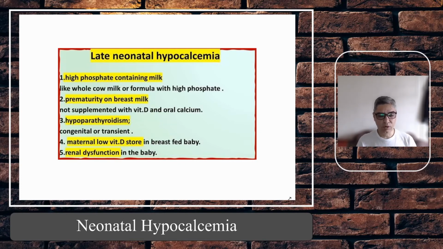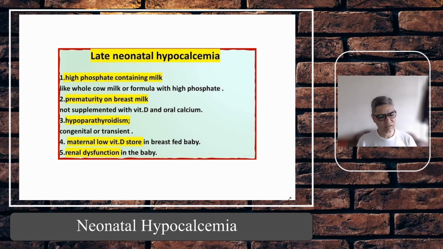So they have got more predisposition to present with late onset neonatal hypocalcemia. The third reason is hypoparathyroidism. Again, it could be congenital hypoparathyroidism, it could be transient because of different reasons. I don't want to go into details of that because that would become another lecture. I would need to give another lecture on hypoparathyroidism.